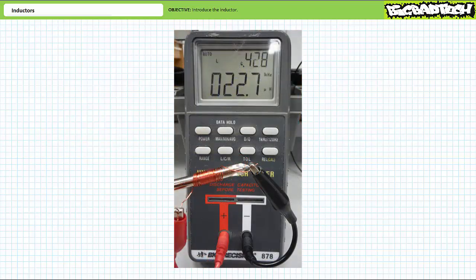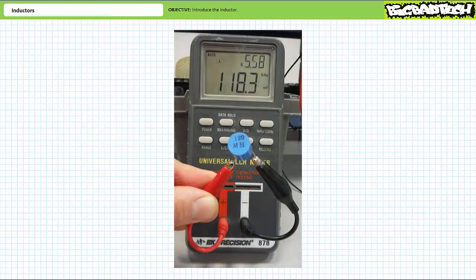If, however, I insert a magnetically permeable substance into the core of this same inductor, like a screwdriver shaft, the inductance jumps to 22.7 microhenries. Still a really low inductance value, however much more than previously. Let's take a look at some commercially available inductors of substantially better quality.